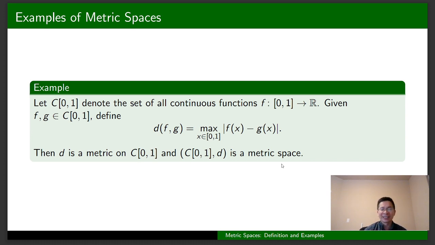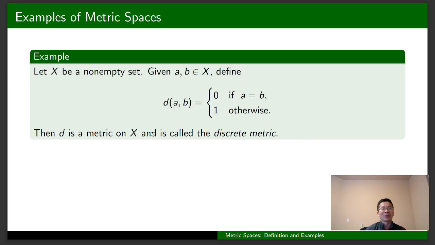It is very interesting because at this point you can compute the distance between 2 continuous functions defined on a closed bounded interval. And consequently, you can define the notion of convergence along with many notions of analysis based on this metric. Okay, finally, I'm going to talk about 2 more examples.